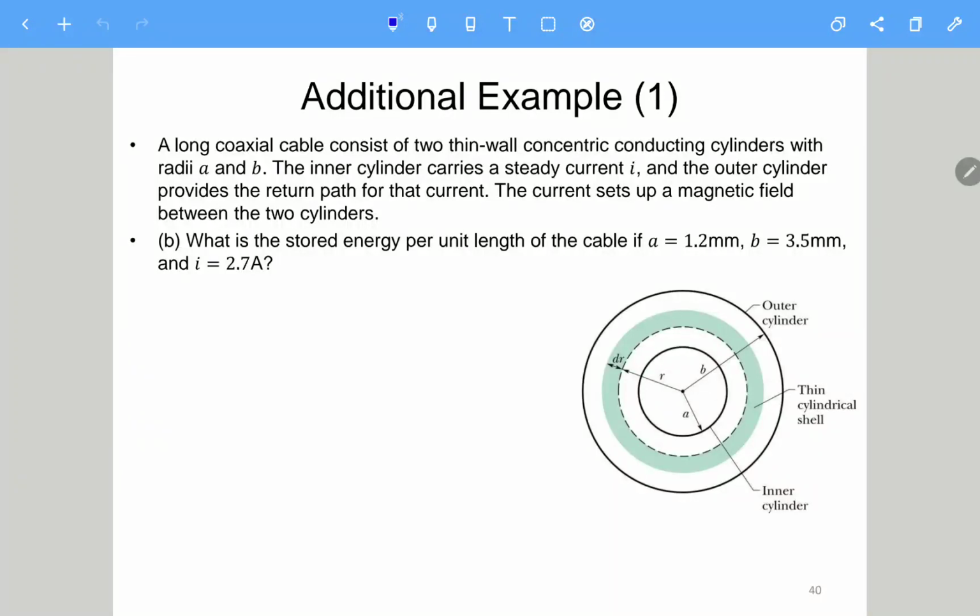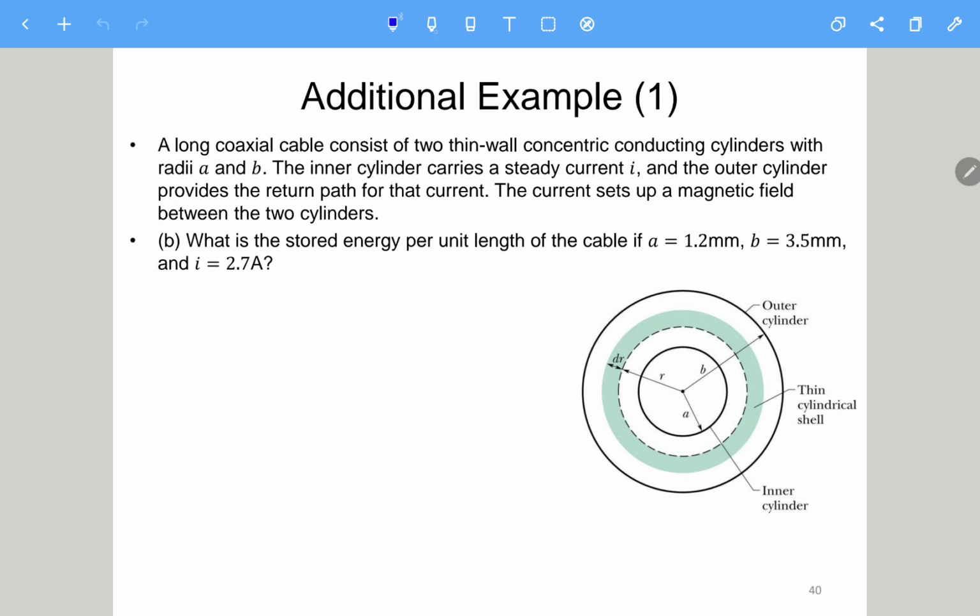Okay, so here we still have two additional examples to finish off chapter 30. This is the first one. It says a coaxial cable consists of two thin wall concentric conducting cylinders with radii A and B.